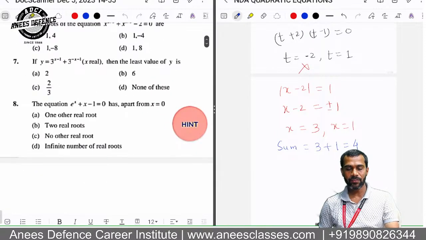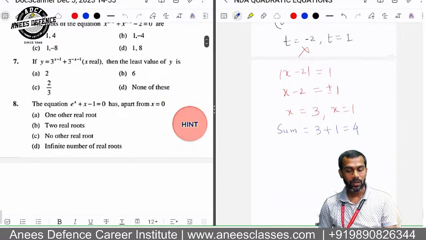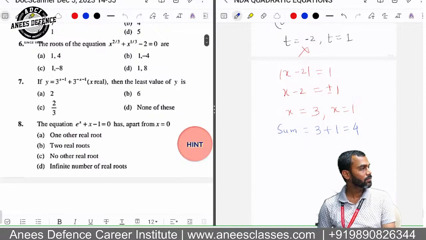Last question, question number 7. Question number 6 answer is C option, 1 comma -8. I hope you understood how to solve it.